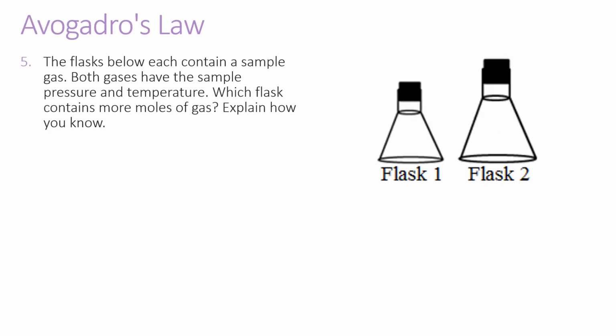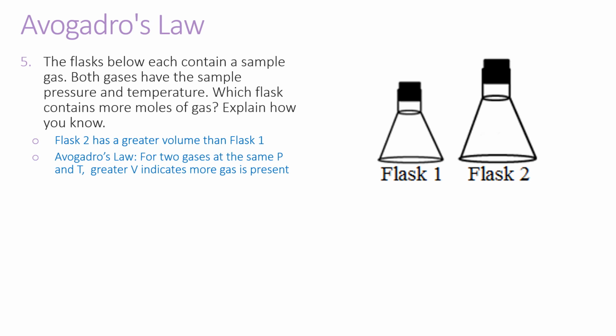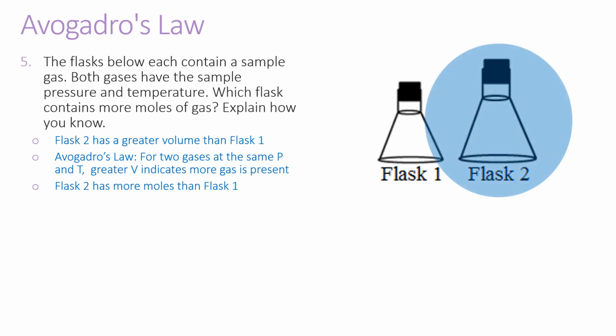Question 5 is about Avogadro's law. So the flasks below each contain a sample of gas. They're at the same pressure and temperature, but which one has more moles of gas? So flask 2 has a larger volume than flask 1. And Avogadro's law says that for 2 gases at the same pressure and temperature, a greater volume indicates that there's more moles of gas present. So flask 2 has more moles than flask 1.